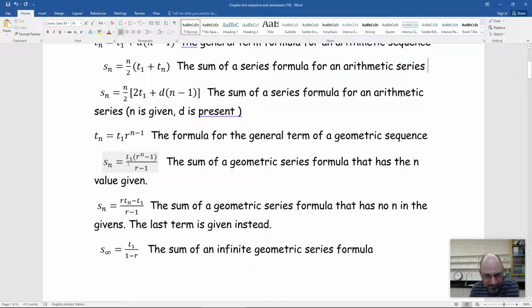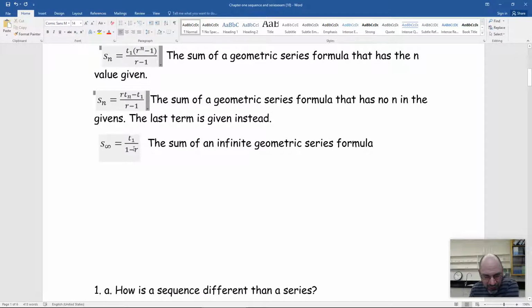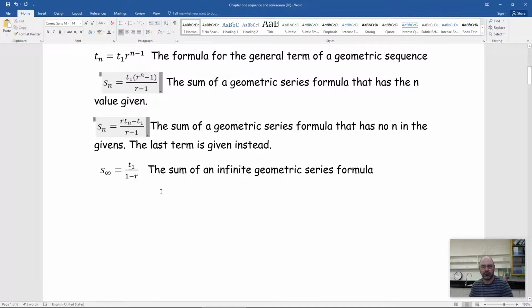Here's the sum of a geometric series when you have an n value, and here's one when you don't have the n value. Okay, and the last one here is the infinite geometric series, and you can see the first question there. Whoops, but that's okay. And this is what I'll send out when your exam gets sent out. You'll have this as a formula sheet.